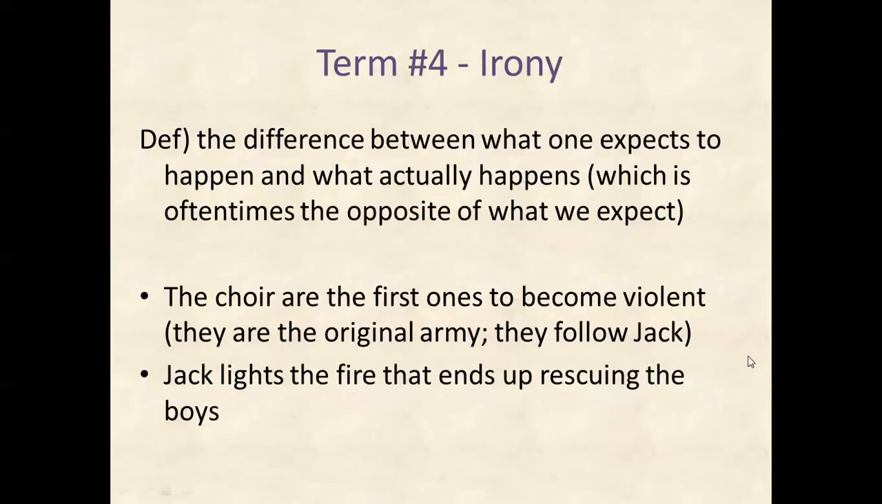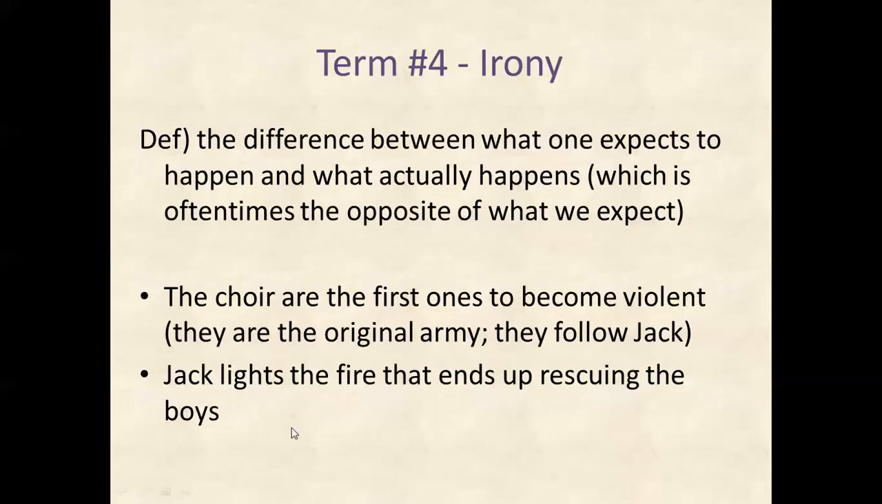A couple of them include the choir being the first ones to become violent. They kind of are the original army. They're the ones who have allegiance to Jack. Now, choirs, school choirs, of this nature, you would expect these boys to be the rule followers. These would be the boys who are singing the hymns every day, and the ones who should be most familiar with spiritual teachings. So it's ironic that they're the first ones to let go of all of that.